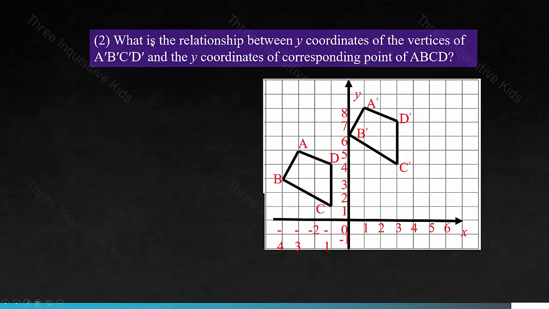Number 2. What is the relationship between the y-coordinates of the vertices of A prime, B prime, C prime, D prime, and the y-coordinates of the corresponding points on ABCD? Now, what changed with the y-coordinate? Well, this quadrilateral was moved up by 3 units, which means that the y-coordinate also increased by 3 units.